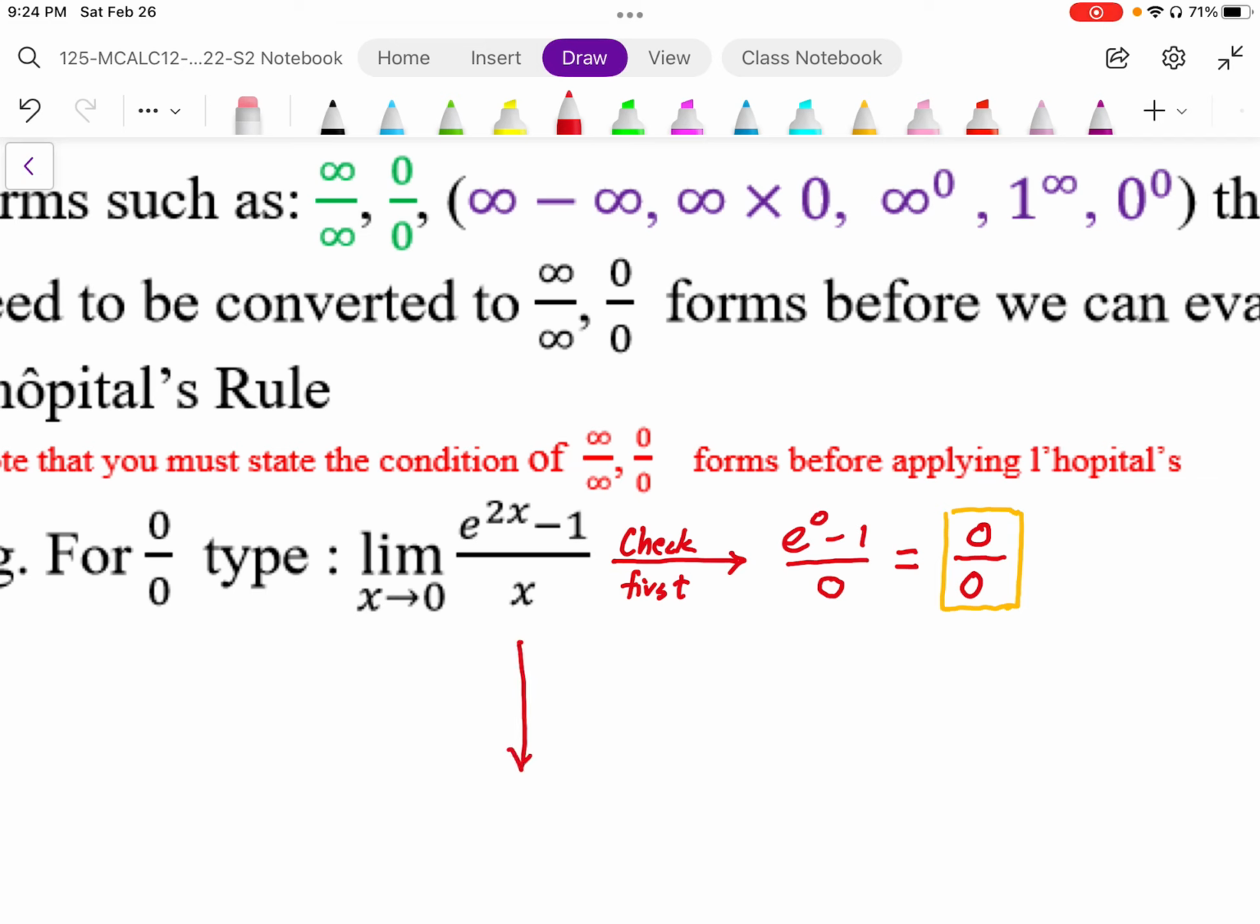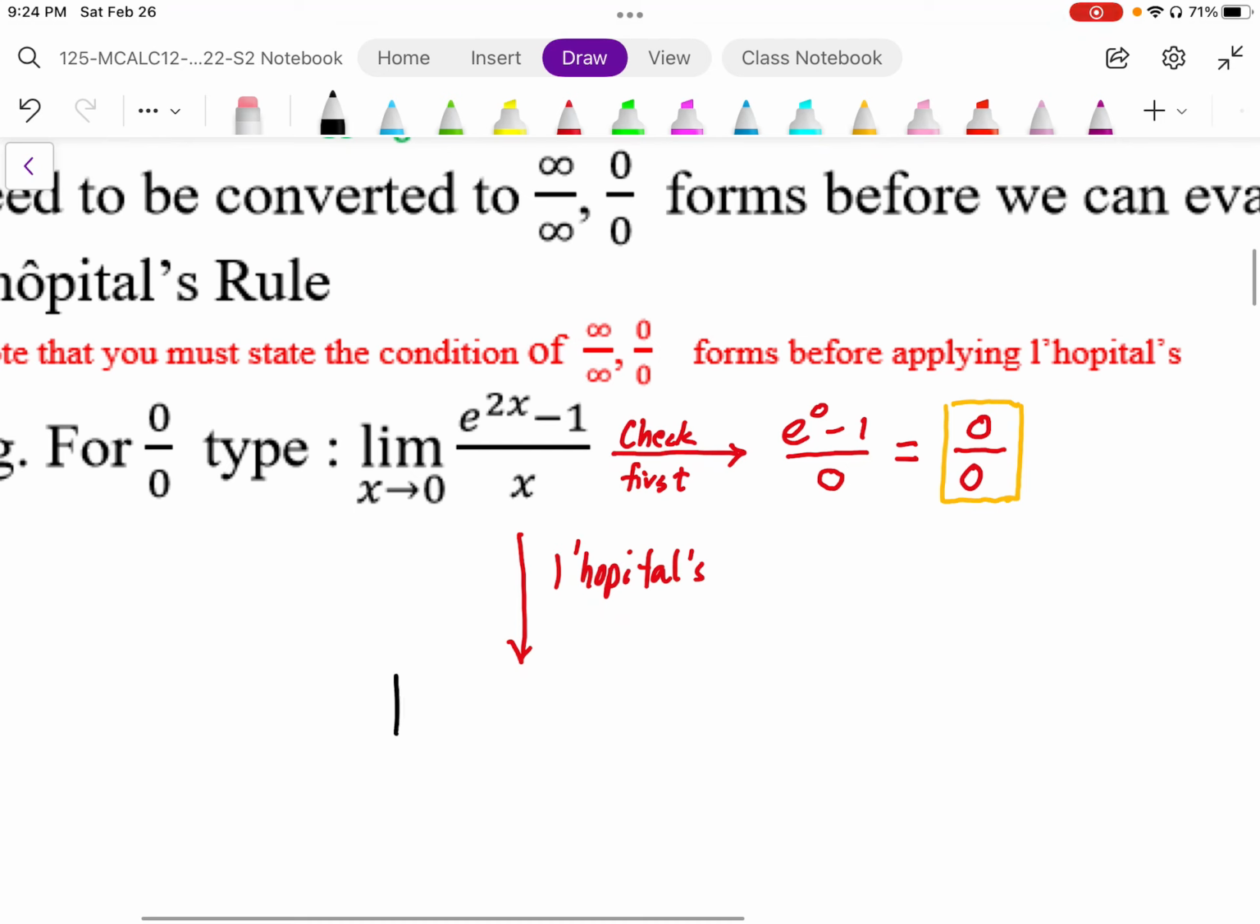Once we have that condition, I'm just going to write L'Hopital's here. The way it works is we just do another limit and we differentiate the numerator: e to the 2x times 2 minus the derivative of 1, which is 0. Notice I differentiated the numerator and I stopped. I'm not going to do the quotient rule. Then I differentiate the denominator separately from the numerator. The derivative of the denominator is 1.